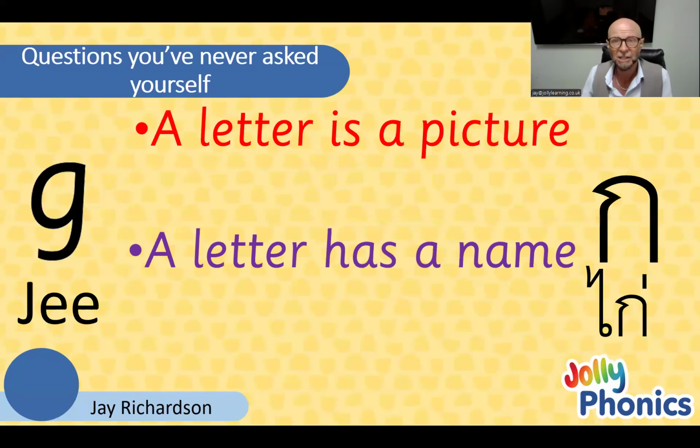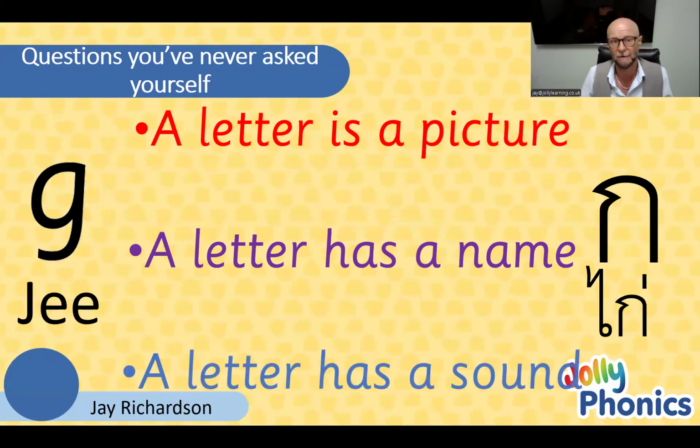And these pictures, which have names, also have sounds. The sound of the letter G is G, and the sound of the Gai is G. So in Thai and English, these two pictures have the same sound, different names. Very much like the letter C and K. They have a different picture, different name, but the same sound.